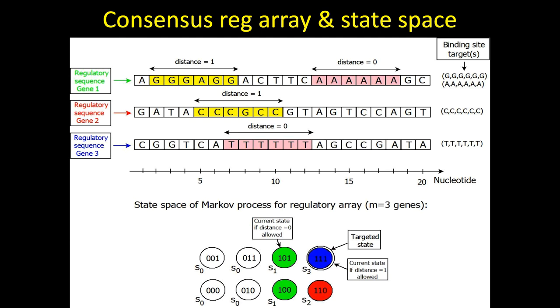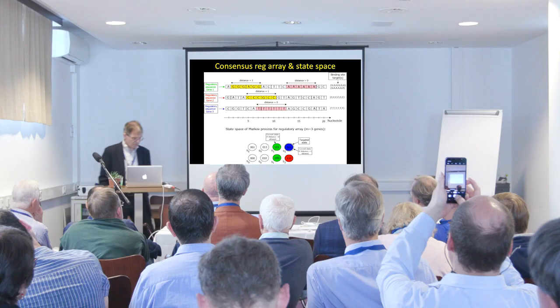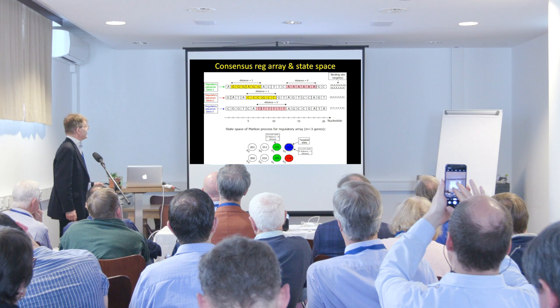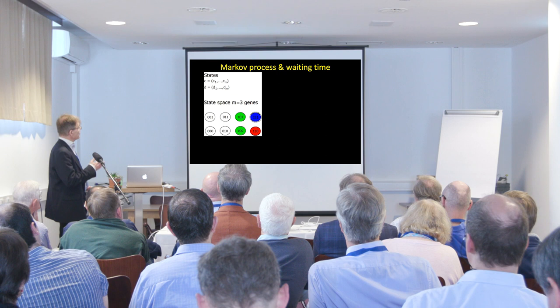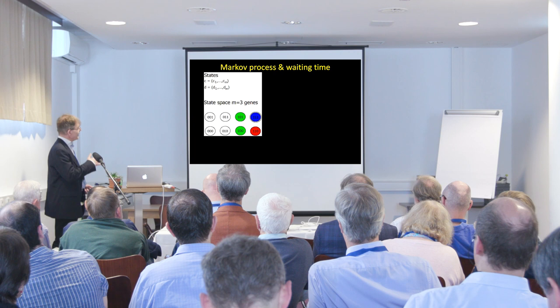So when we look at this mathematically, it's a Markov process along this state space. So we start randomly. We could be very lucky and start here, but that's very unlikely. But we have some initial distribution among the non-final states, and then we have rates between these states, and that gives us an expression of the waiting time to reach the final state. And let's look at this more closely. So in general, when we have m genes, we have binary sequences of length m, but in these specific examples we had 3 genes, so that gives us 8 states.